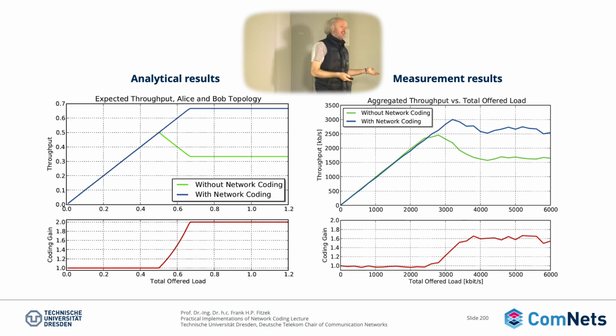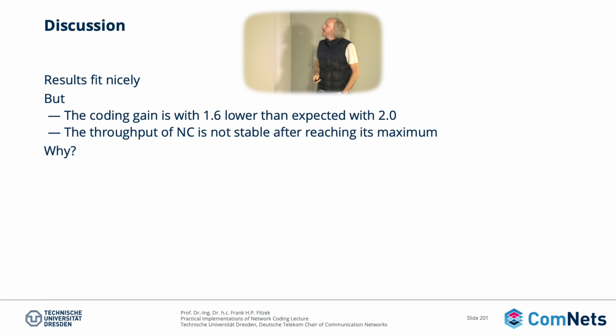We said maybe we measure at night. It doesn't matter when you measure. At night, without interference with the students there, it was always the same. We had this dip. And I would say this cost us 2 PhD students entirely to explain to us what happened here. Nevertheless, as a discussion, we say, okay, coding gain is with 1.6 a little bit lower than expected, and the throughput of NC is not stable after reaching its maximum.